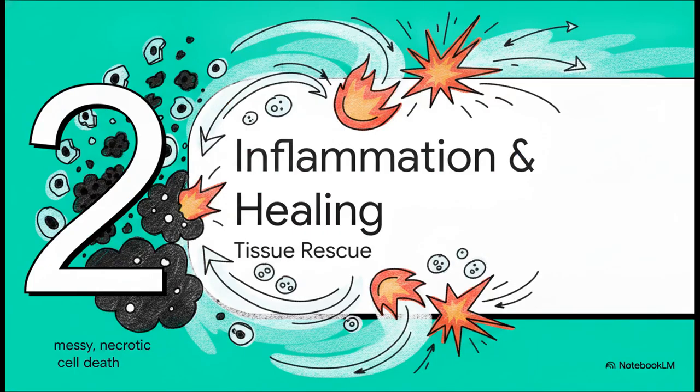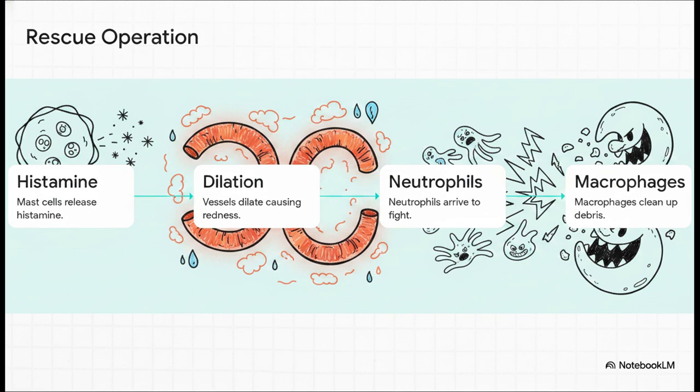Which leads us perfectly into part two, inflammation and healing. Basically, organized tissue rescue. So a lot of people tend to view inflammation as the bad guy, right? But I want you to flip that perspective. It's actually a highly organized four-step rescue operation that paves the way for healing. The absolute second tissue is damaged. Boom, step one, mast cells release histamine.